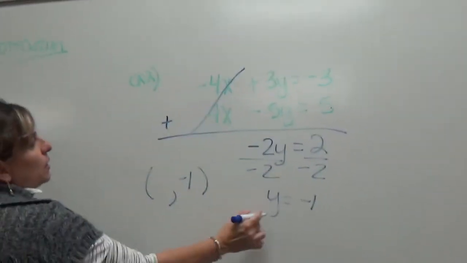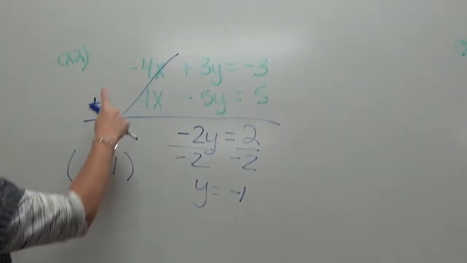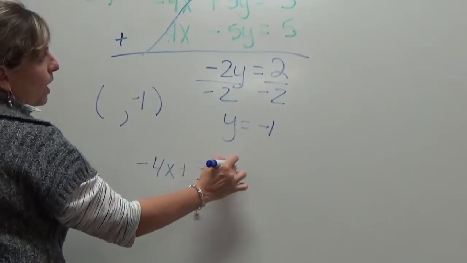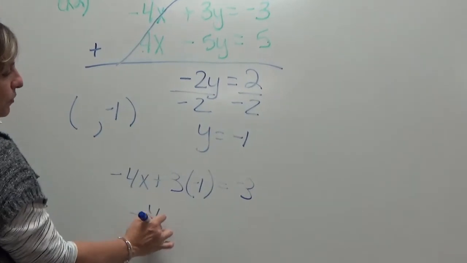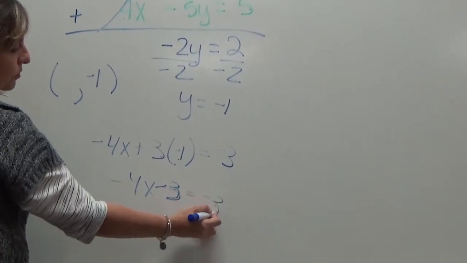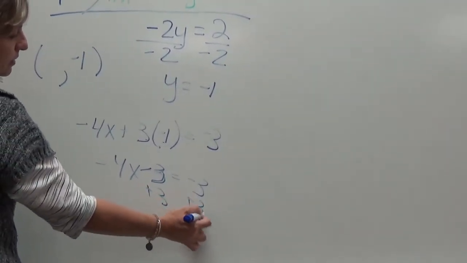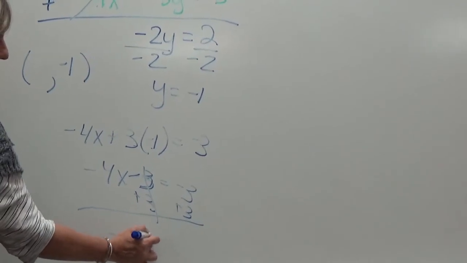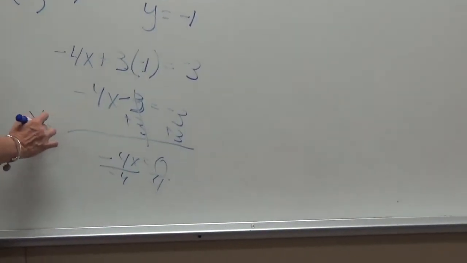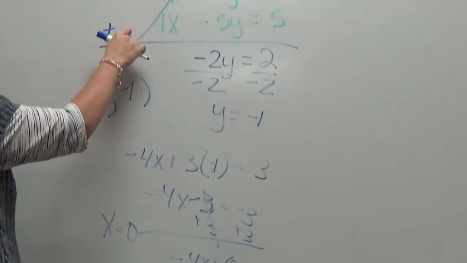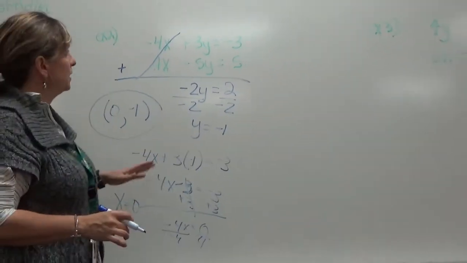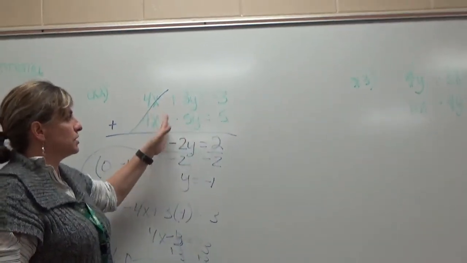I'm almost done. Go back in and plug in negative 1 for y in either equation. I'll do the first one. Negative 4x plus 3 times what I got for y equals negative 3. Negative 4x minus 3, because 3 times negative 1 is negative 3, equals negative 3. Add 3 to both sides. I get negative 4x equals 0. Divide by negative 4. 0 divided by any number is just 0. So these two lines cross at the point 0, negative 1. I'm done. I could put 0, negative 1 in both of these equations and it will work out.